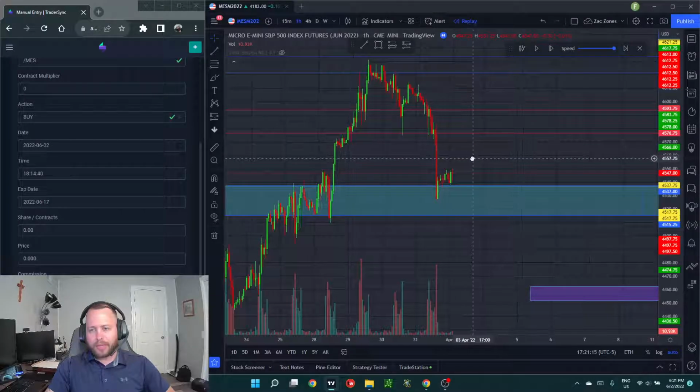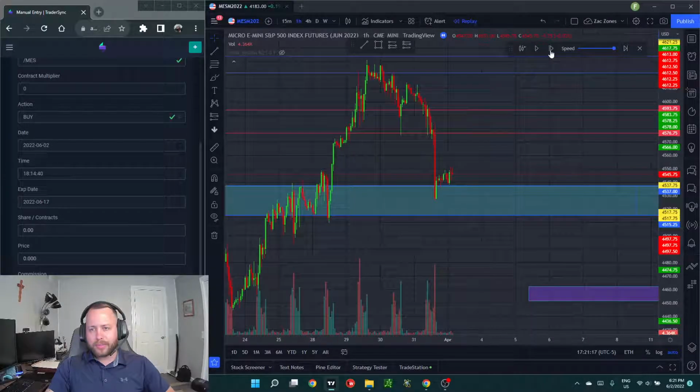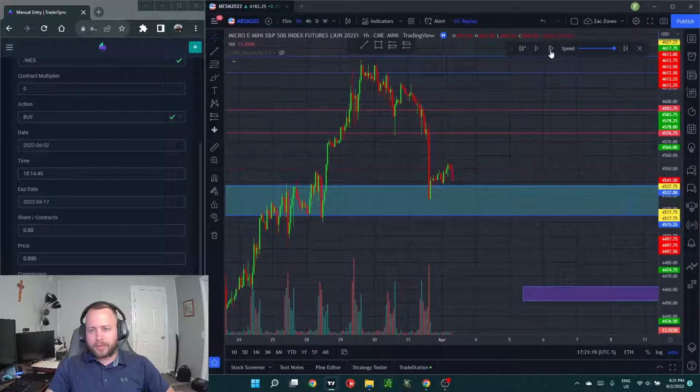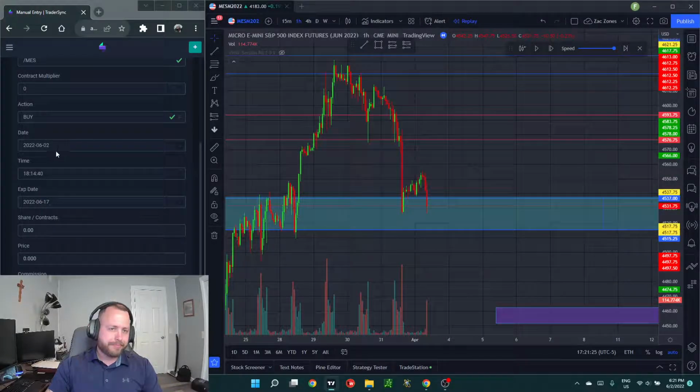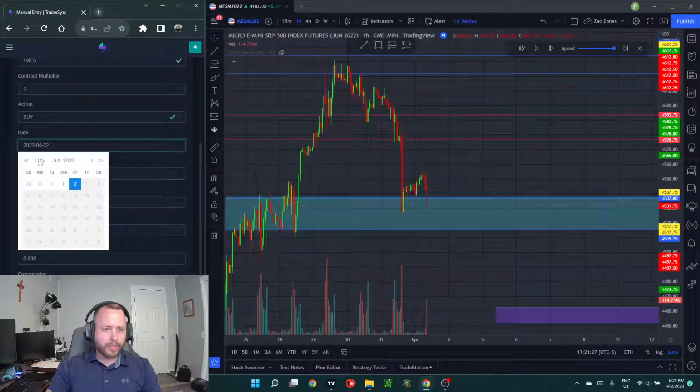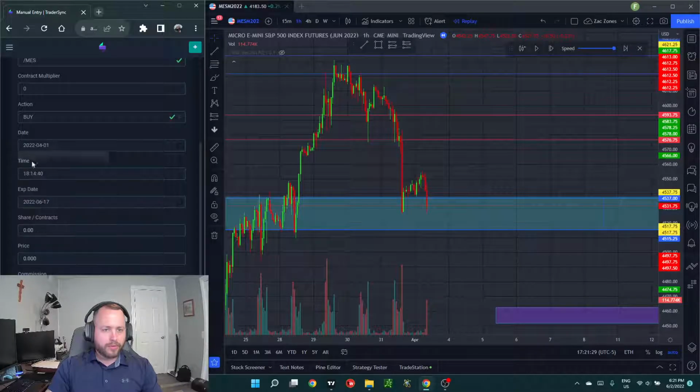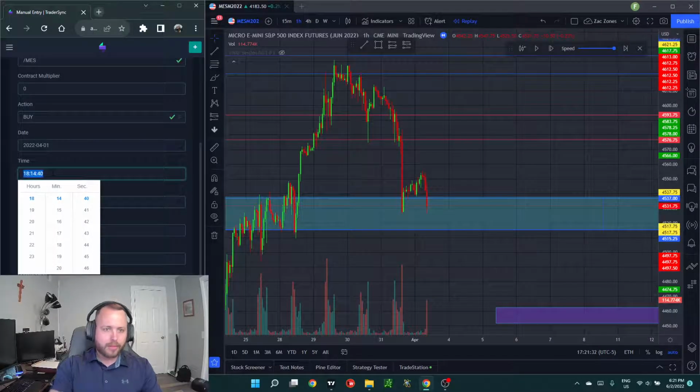That looks a whole lot like a type 1 to me. I don't know. Let's wait for it to come down into the zone, maybe. There we go. Type 1 entry. April 1st at 8 o'clock in the morning. And so we have April 1st at... can I just do 8?